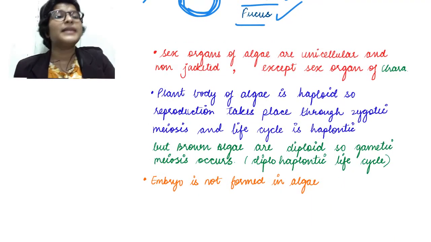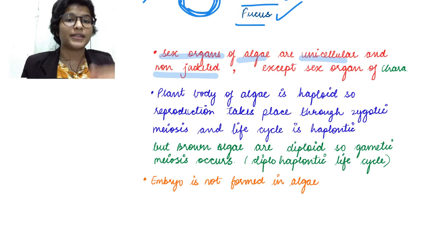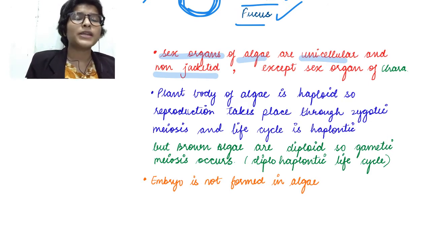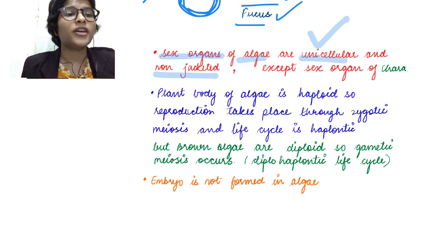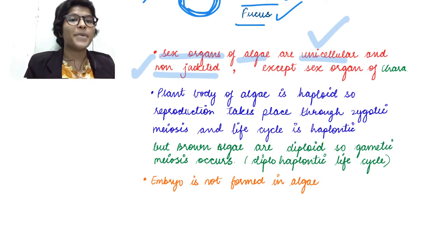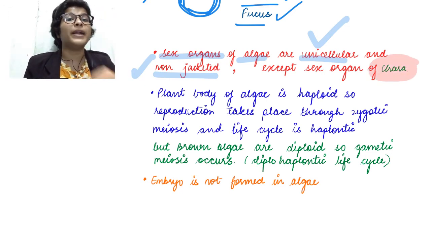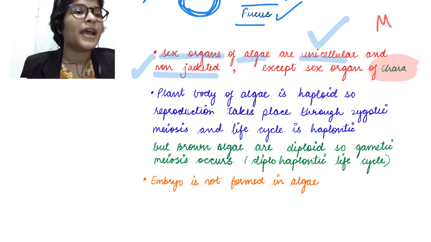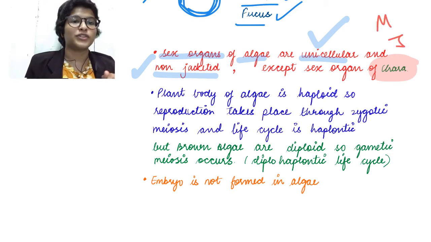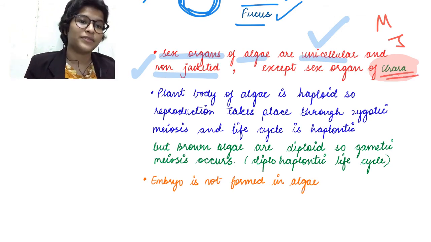So sex organs of algae are unicellular and non-jacketed. In most algae, because they are such simple basic forms, the sex organs are unicellular and non-jacketed. But there is an exception, and this is Chara. Chara has multicellular and jacketed sex organs. Okay, that is why it is different or an exception.